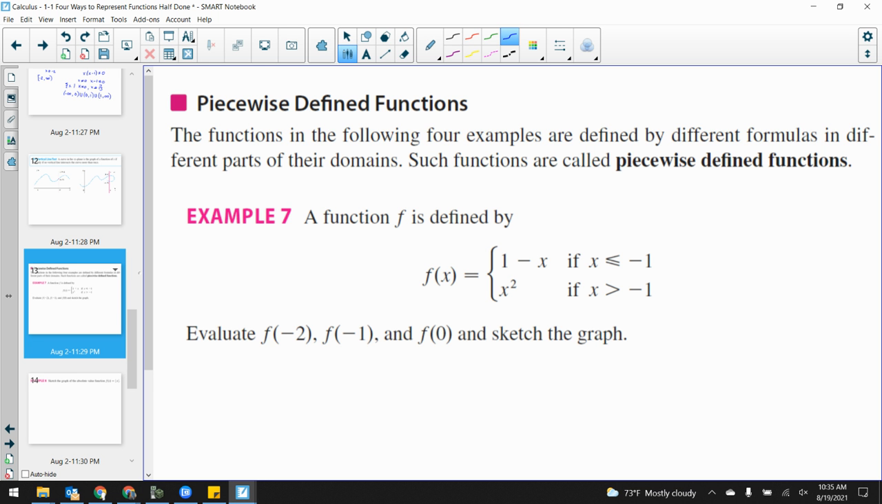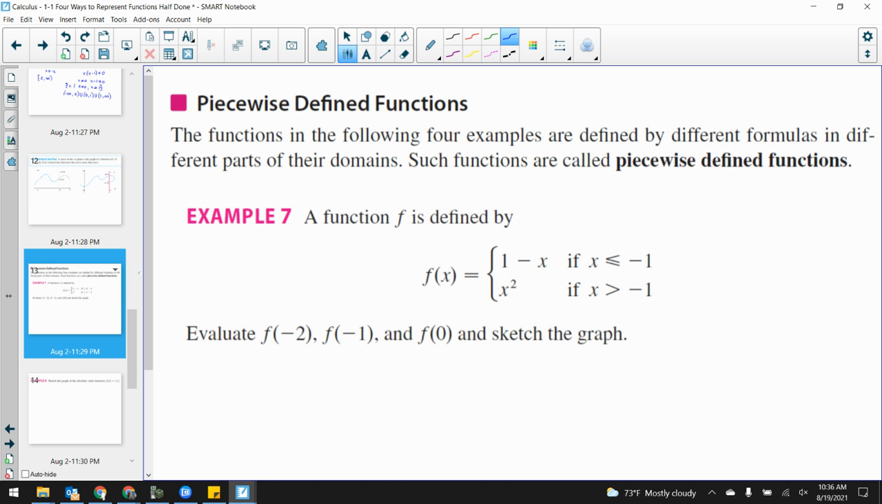The functions in the following four examples are defined by different formulas in different parts of their domains. These functions are called piecewise functions. When functions are defined by their domain, and you have different pieces of the domain referring to different types of functions, that's called a piecewise function. So say, for example, we've got this function, f of x is equal to 1 minus x as long as x is less than or equal to negative 1, but x squared if x is greater than negative 1. Do you see how there's a boundary here? At negative 1, to the left of negative 1, it's defined by something, but to the right of negative 1, it's defined by something completely different.